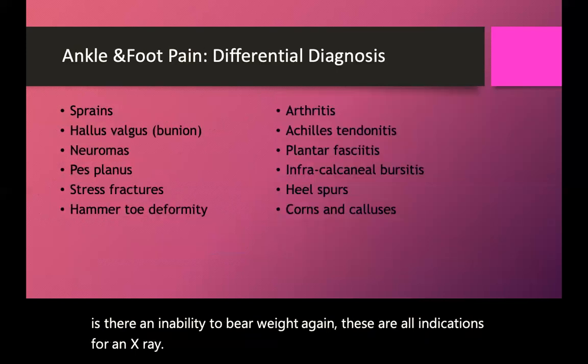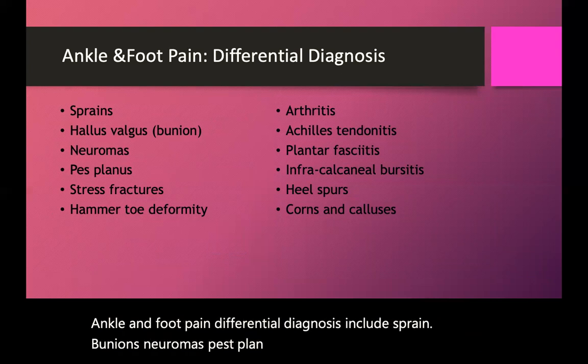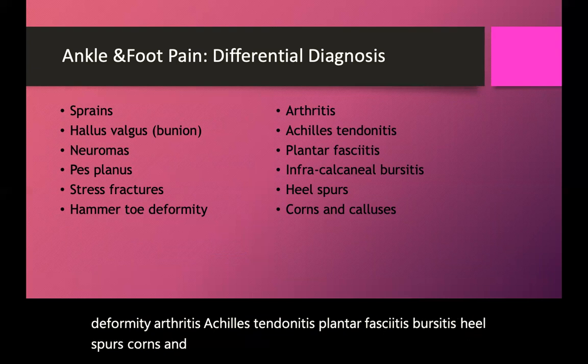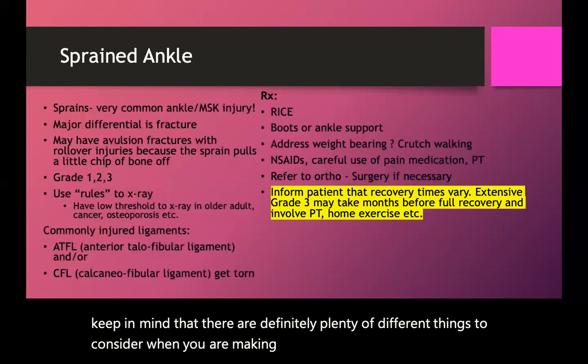Ankle and foot pain. Differential diagnoses include sprain, bunions, neuromas, pes planus, stress fractures, hammer toe deformity, arthritis, Achilles tendonitis, plantar fasciitis, bursitis, heel spurs, corns, and calluses. Lots of different things to look at. So just keep in mind that there are plenty of different things to consider when you are making your diagnoses.